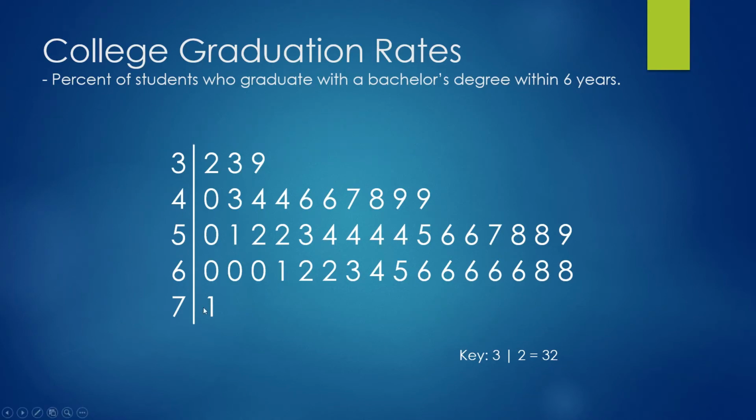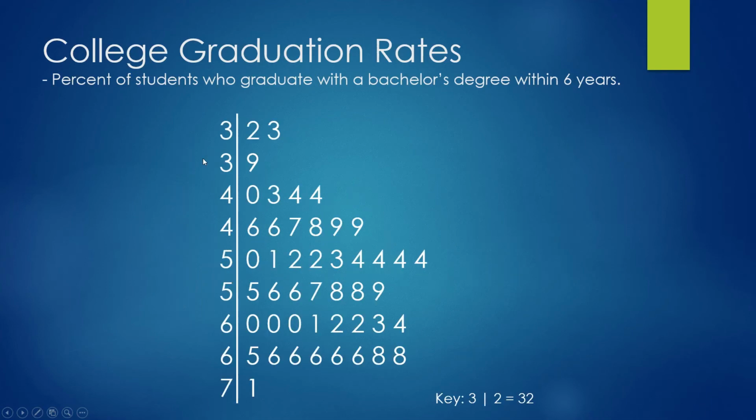Now, one issue we have is this graph looks fairly symmetric, but there's a ton of data here in the middle, and it's kind of hard to tell the overall shape of the distribution. It's almost like we're zoomed out too far. So to zoom in a little closer on the data, we're going to take each stem and split it into 2 separate stems. So there'll be 2 3s, 2 4s, 2 5s, and so forth.